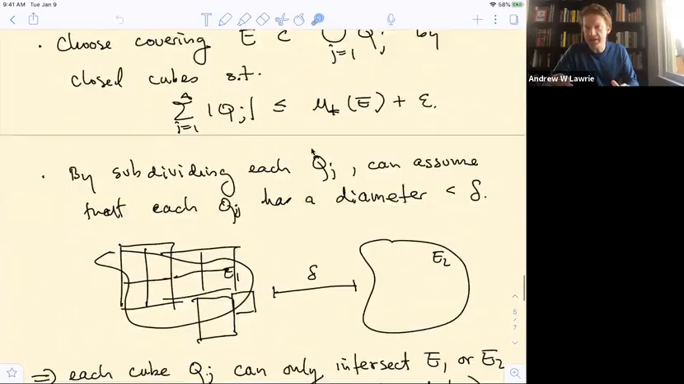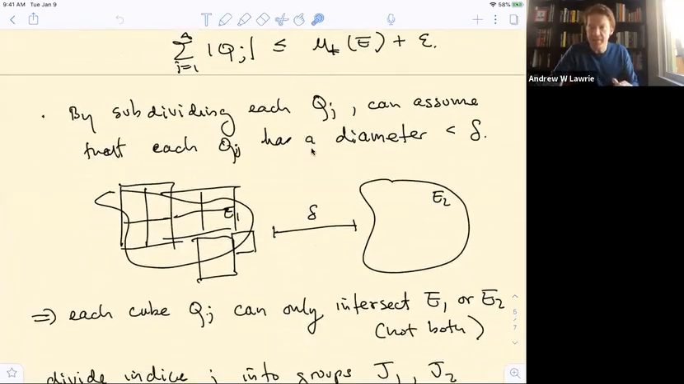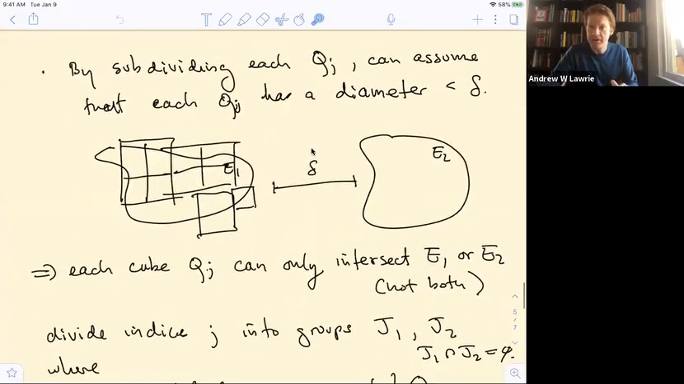So to finish, just to clarify, I guess we don't need to assume here that the measures are finite.